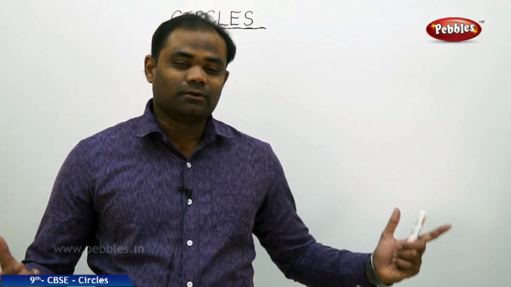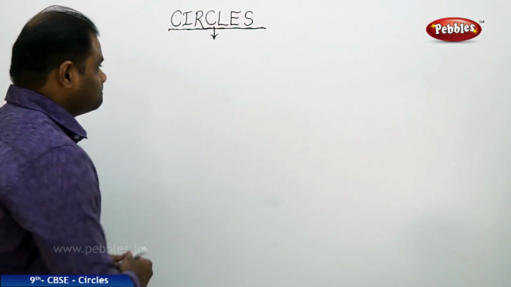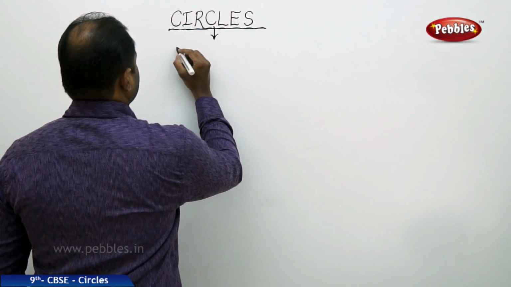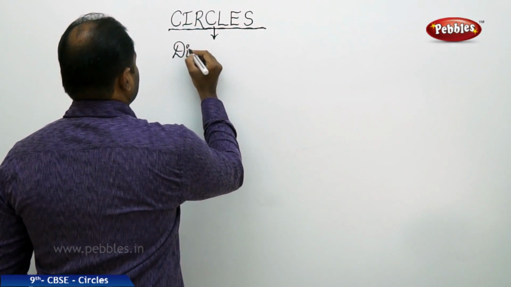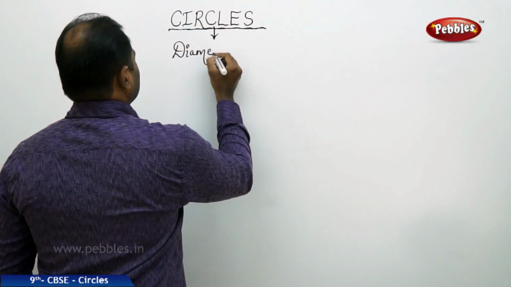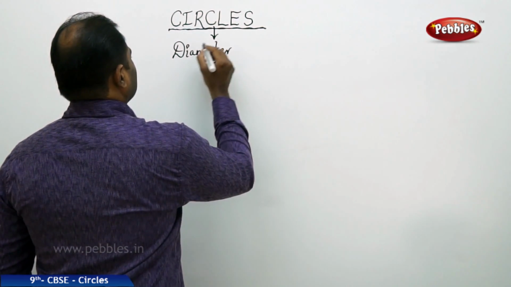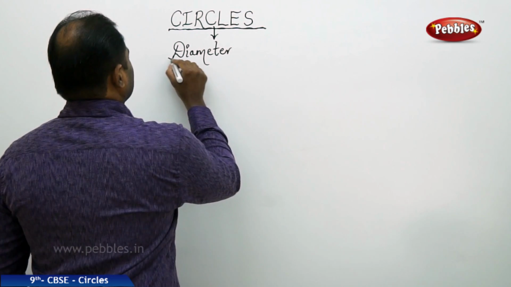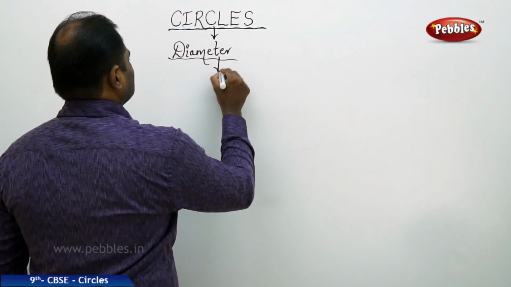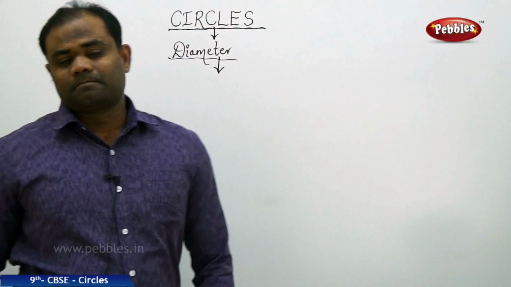Now that we have discussed a chord of a circle, now comes the most important concept used in circles connected with chords. Diameter is what we're going to discuss in today's session. Diameter of a circle. So what is a diameter?